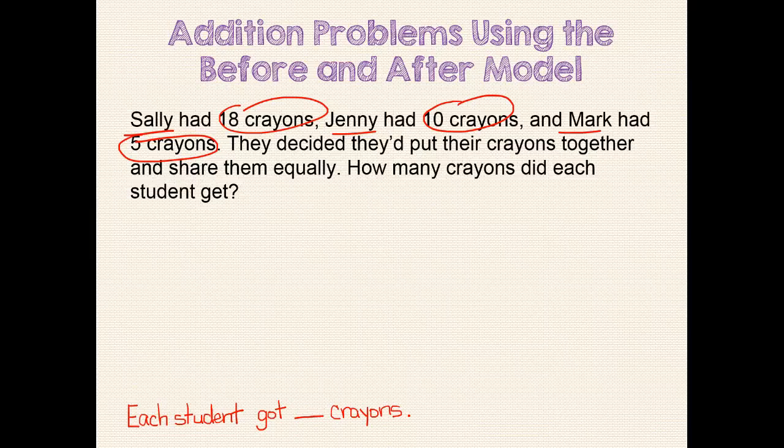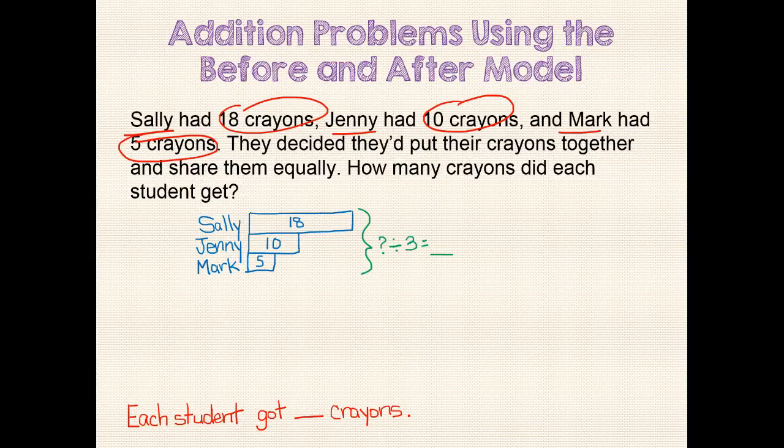Since we are told how many crayons each child had to start, we can start our model with that information. Sally had 18 crayons, Jenny had 10, and Mark had 5. We are being asked to find out how many crayons they will have after they combine their crayons and divide them, so we can put a bracket around the total and add our question mark and then divide by 3, since that is how we'll arrive at our answer.